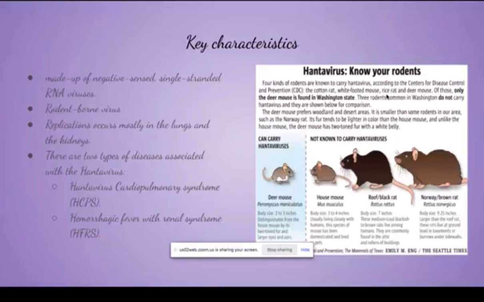Like its order, the hantavirus is made up of negative sense single-stranded RNA virus, though unlike the rest of its order, hantavirus is a rodent-borne virus. So the virus is an enveloped virus with a genome that consists of 3 single-stranded RNA segments, designated as small, medium, and large.